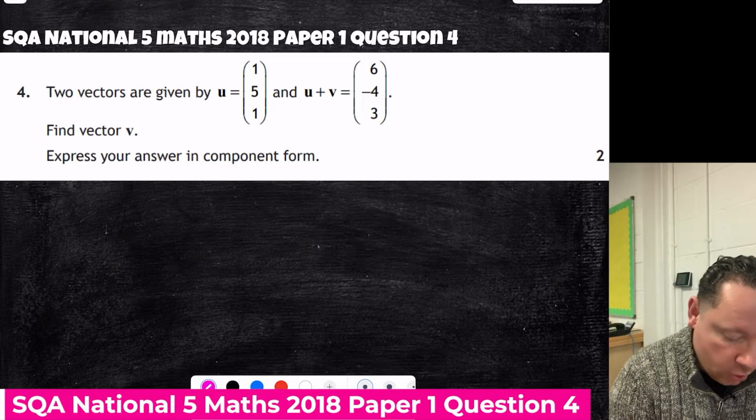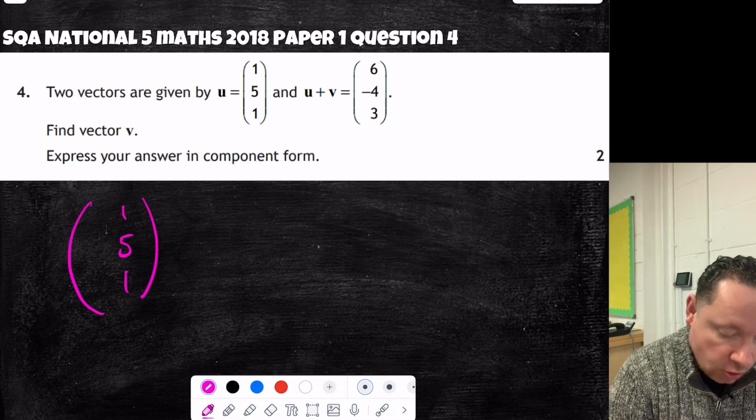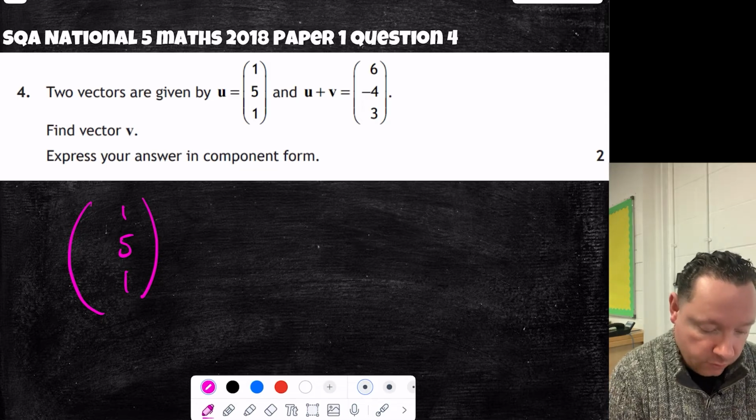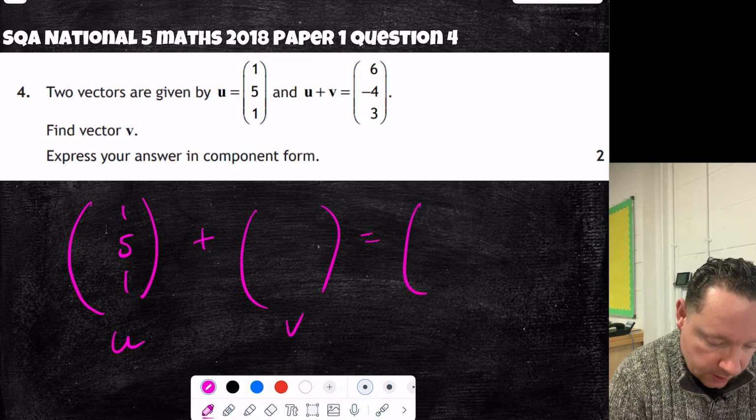SQA National 5 Maths 2018 Paper 1 Question 4 on vectors. 2 vectors are given by u is 1, 5, 1. And u plus v is 6, minus 4, 3. So u is this one plus some v, which we don't know, equals 6, minus 4 and 3.